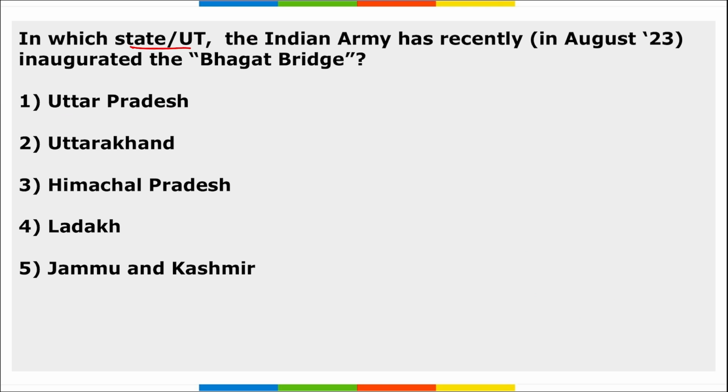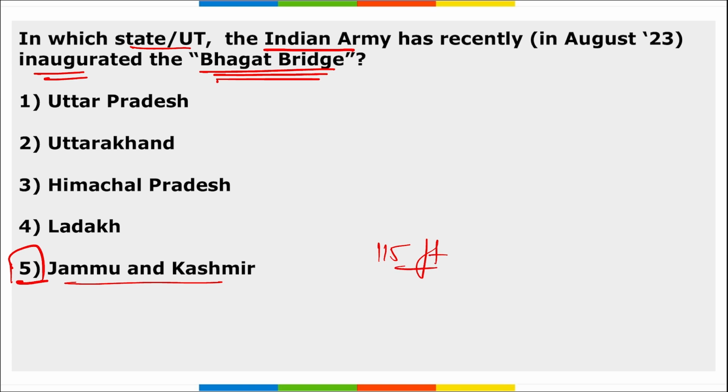Next, in which state or UT has the Indian Army recently inaugurated the Bhagat Bridge? This Bhagat Bridge has been inaugurated in the Union Territory of Jammu and Kashmir. This 115 feet long bridge is named in memory of late Major Bhagat Singh, Vir Chakra awardee, who defended the sector during 1965.